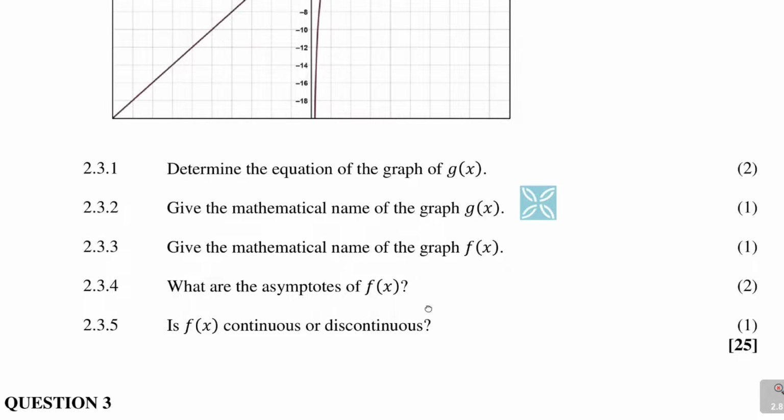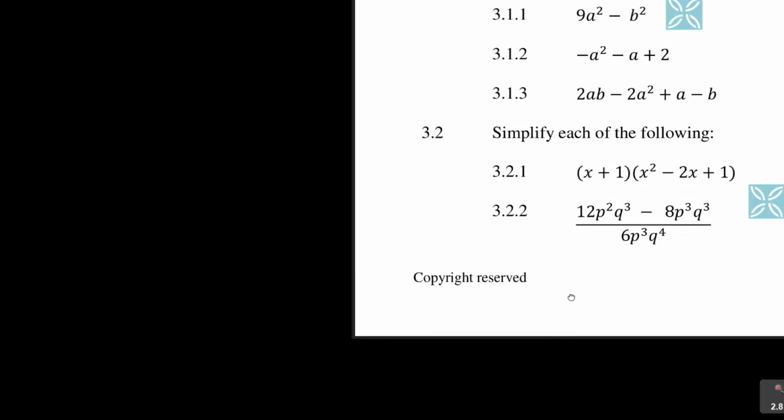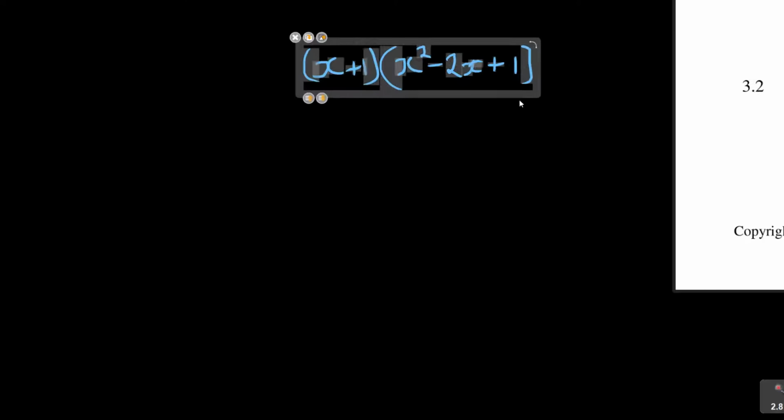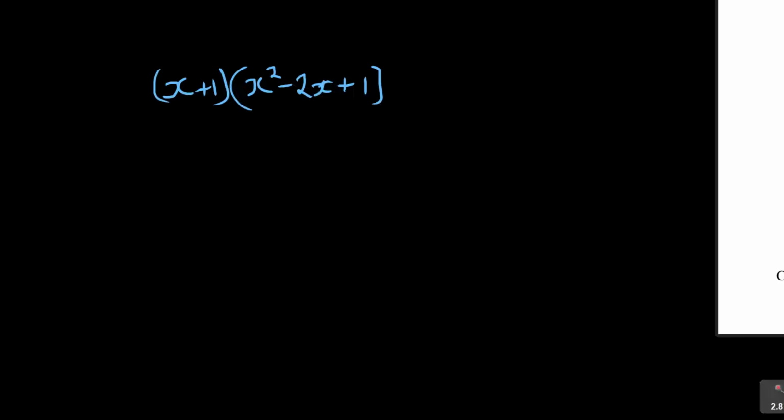Then the next question here is simplify each of the following. Then they gave us this. So when they say simplify each of the following here, 2 marks, what did they mean by simplifying here? Let me see. x plus 1, right? And we have got x squared minus 2x plus 1. You see, you need to be very careful how they structure these questions. But if I look at it, I see that they want to factorize this part here.